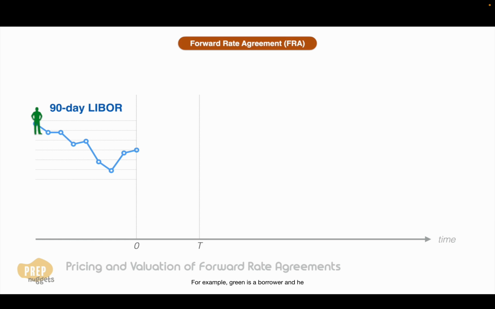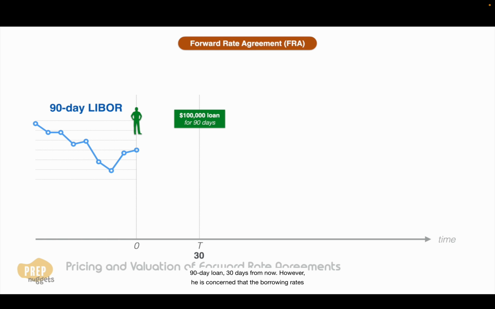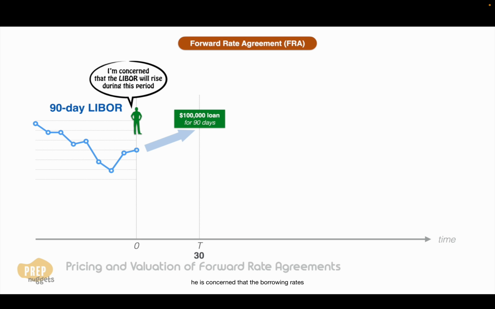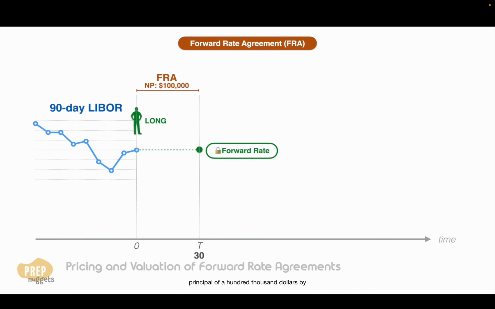For example, Green is a borrower and he anticipates that he'll need to take a $100,000 90-day loan 30 days from now. However, he is concerned that the borrowing rates would have risen by the time he actually takes the loan. What he can do is take the long side of a forward rate agreement and lock in the forward rate with a notional principal of $100,000. By entering this contract, he agrees to be the fixed rate payer. In return, he receives floating rate payments from the short.